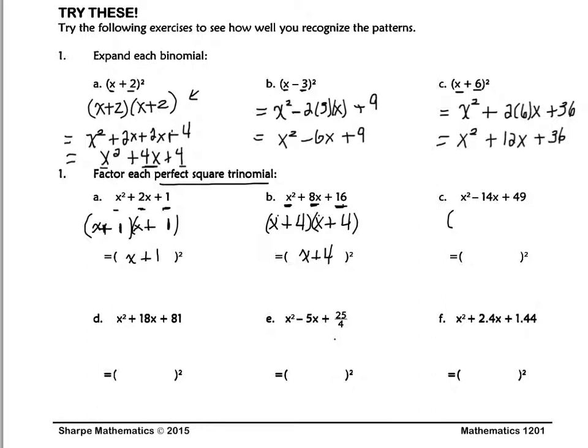Alright, so this one here, again, is a perfect square trinomial, and the first two terms would have to be x and x. The last two terms would have to be 7 and 7. This time they'd have to have minus because you want to get minus 14x. Minus 7x and minus 7x is going to give you the minus 14x when you multiply those out. So that would give you x minus 7 all squared.